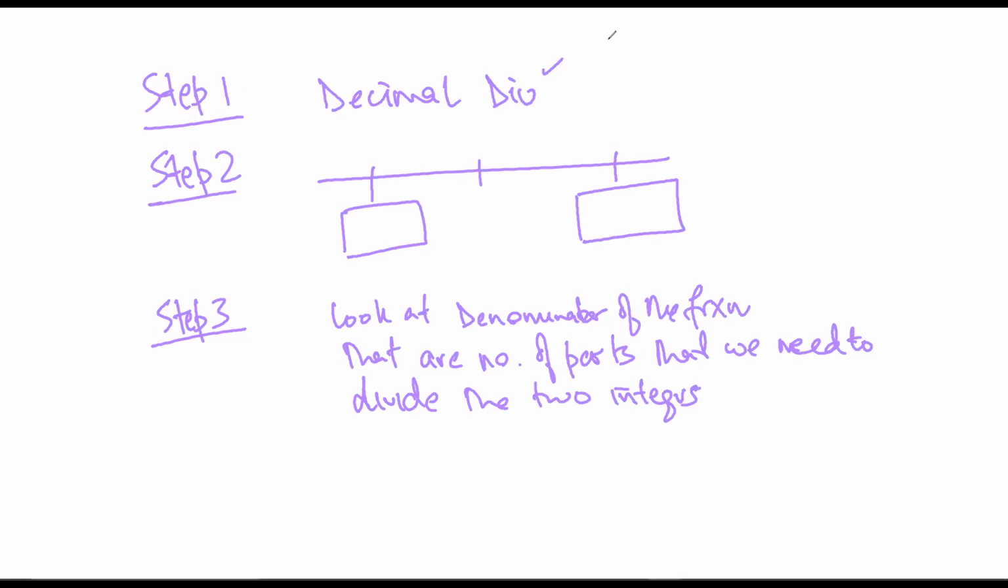So 1 by 4, I have 1 by 4. This is the fraction. I do decimal division. I write a decimal. I get a 0 below.